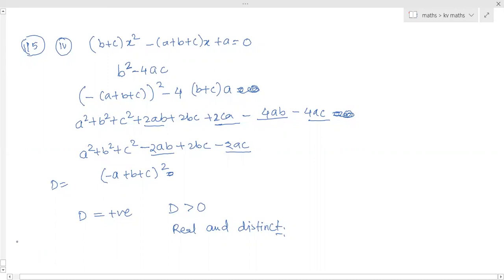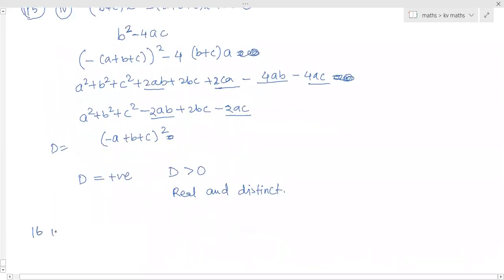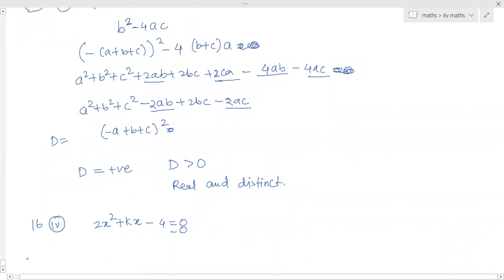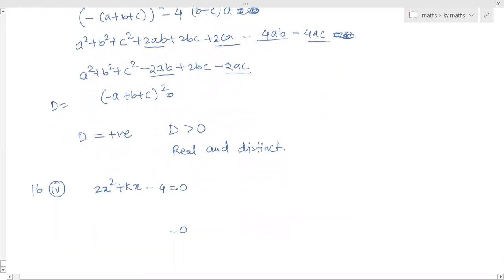Anyone? Any other doubt? Ma'am, 16th question, last one, fourth one. So it is 2x square plus kx minus 4 is equal to 0. You have to find the nature of the roots. Set of the k for which it has real roots. They have already given it as real roots.